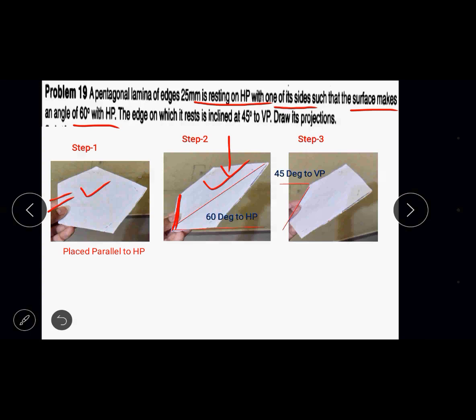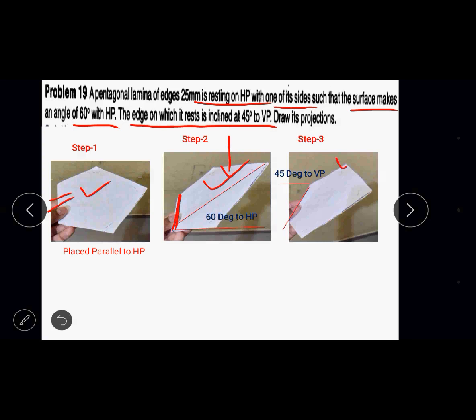In the second figure, the same front view, similar in dimension, is shown in the form of a 60 degree line. So this is the second step. Third step, it is given that the edge on which it rests is inclined 45 degrees to VP. So the third is the VP angle. The edge on which it rests is inclined 45 degrees to VP.